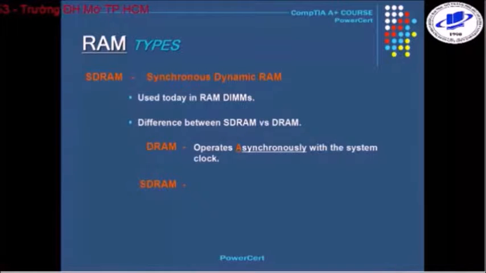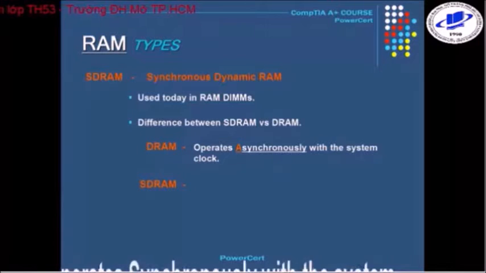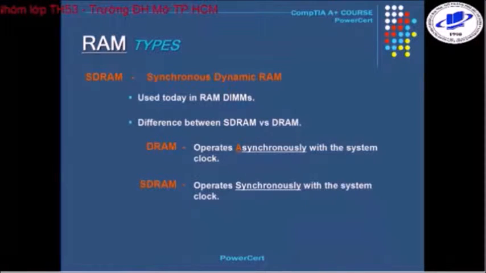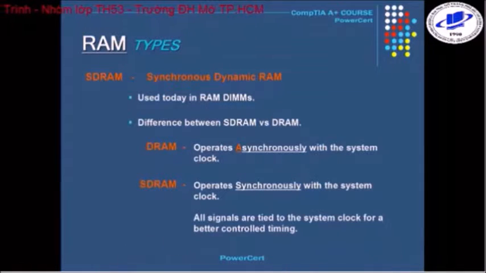because its signals are not coordinated with it. But SDRAM runs in sync with the system clock, which is why it is faster than DRAM. All the signals are tied to the system clock for a better controlled timing.